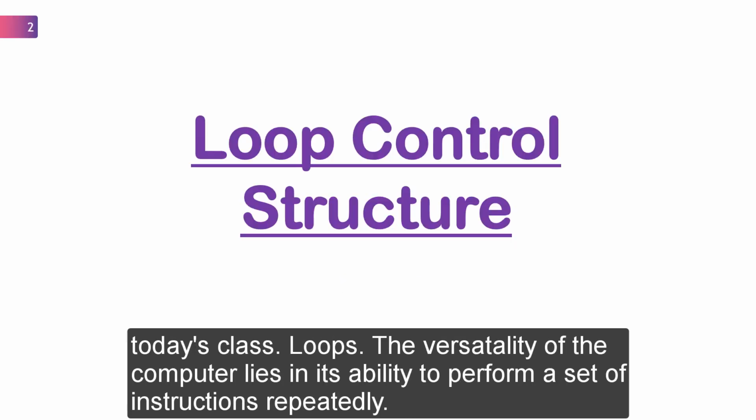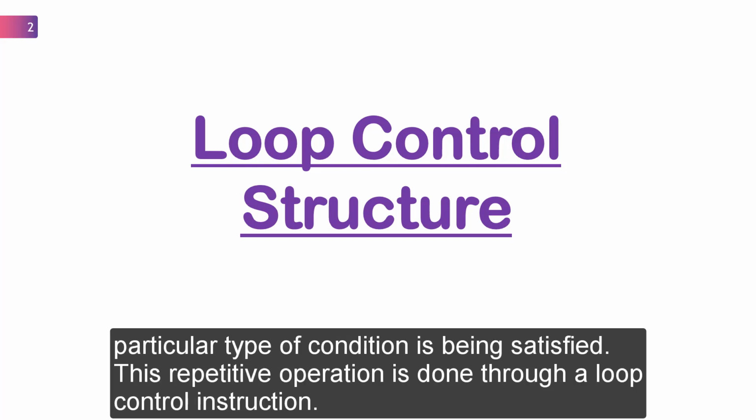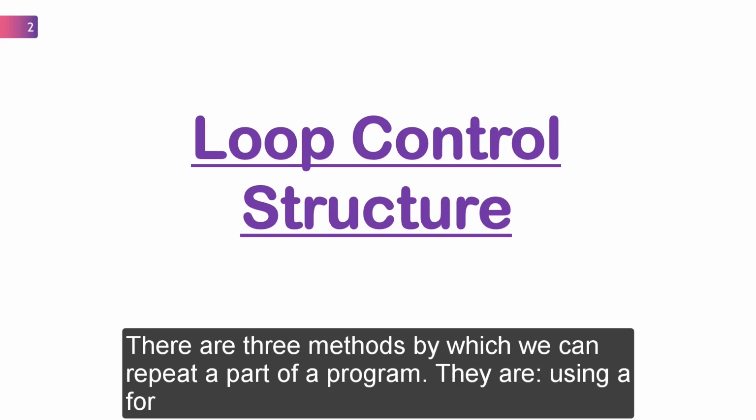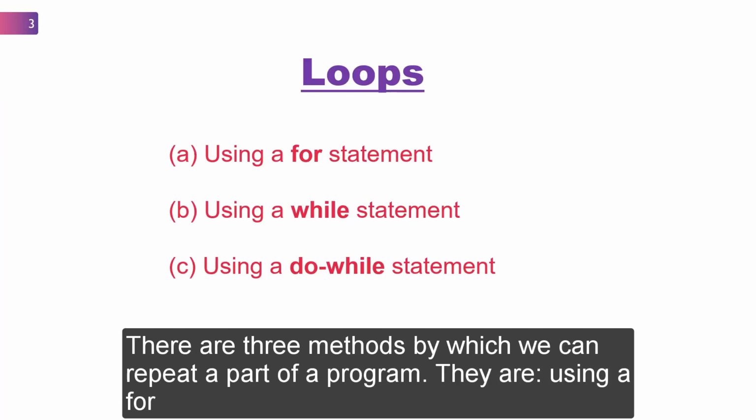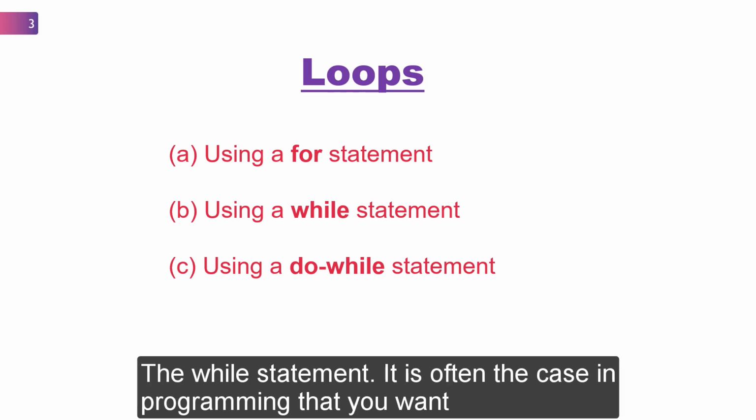Loops: the versatility of the computer lies in its ability to perform a set of instructions repeatedly. This involves repeating some portion of the program either a specified number of times or until a particular type of condition is satisfied. This repetitive operation is done through a loop control instruction. There are three methods by which we can repeat a part of a program. They are using a for statement, using a while statement, and using a do while statement. Each of these methods will be discussed further.